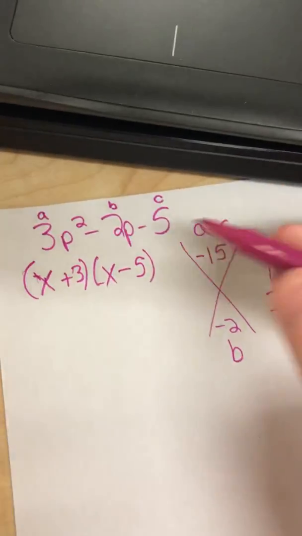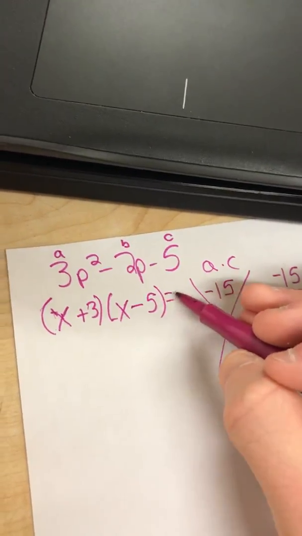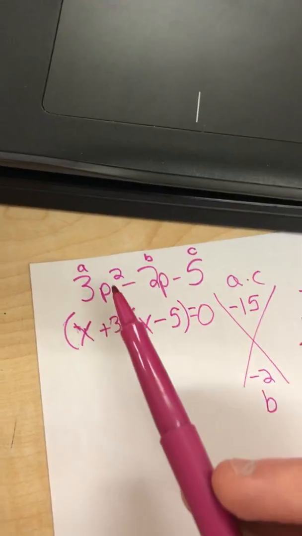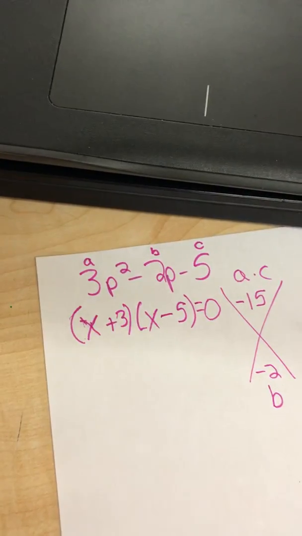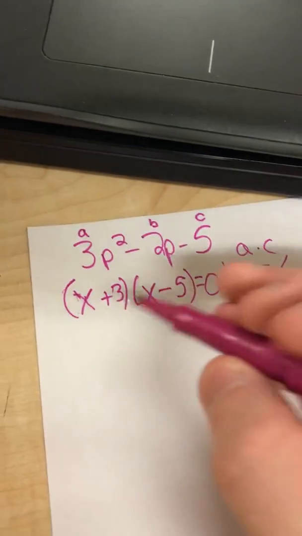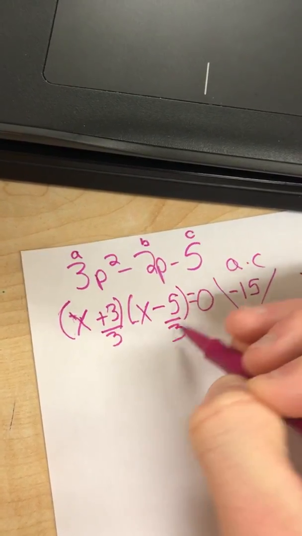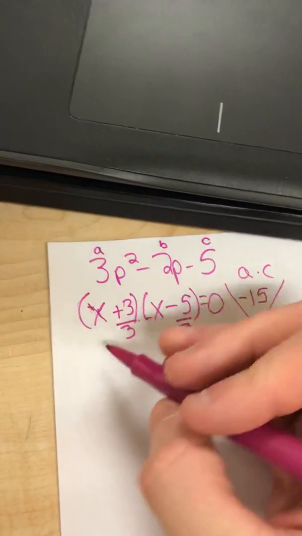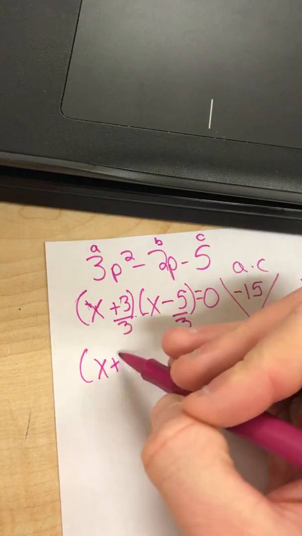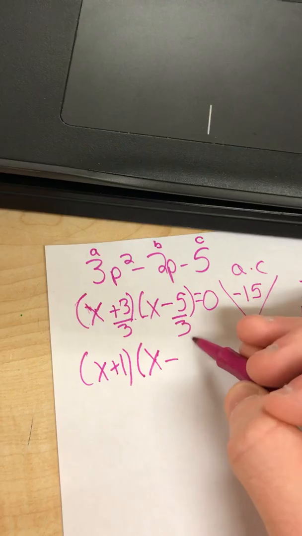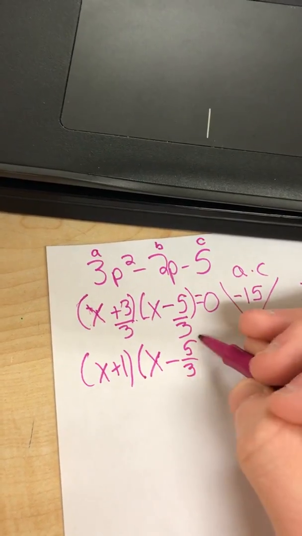And the next step once you have it in factored form, set it equal to 0. And then we have to divide by our a value here. All right, so our a value is 3. So let's divide each of these terms by 3. So 3 divided by 3, we get x plus 1. 3 cannot go into 5 evenly, so we can leave that as a fraction for now.